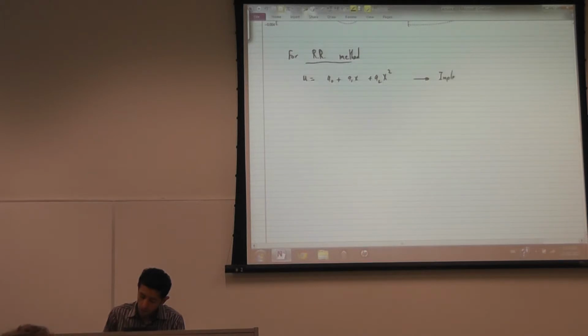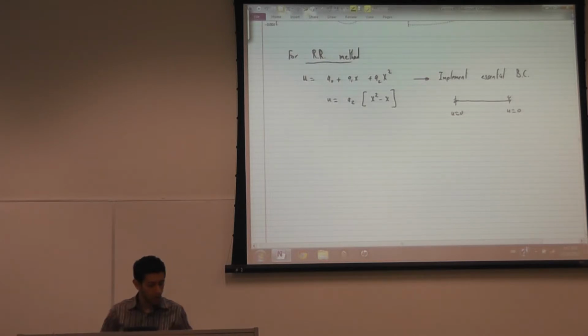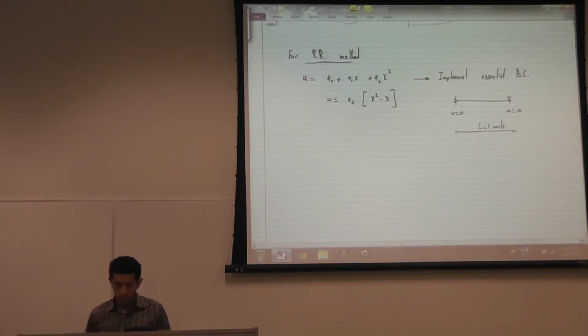Implement essential boundary conditions. When you implement essential boundary conditions, you get the displacement equal to A2 (x squared minus x). And that would ensure that the displacement u is 0 at the beginning of the rod, and u is 0 at the end of the rod, which I think has a length of 1. Yes, the length is equal to 1.